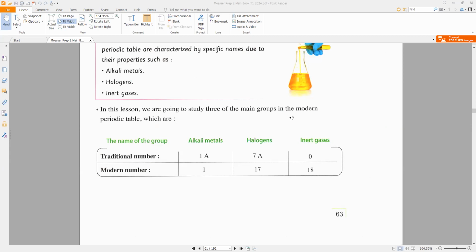So these are the three main groups that we will study in this lesson. 1A is called alkali metals, 7A or 17 is called halogens, and group 0 or 18 is called inert gas. We will talk about each group, what its properties are, and what the differences between them are.